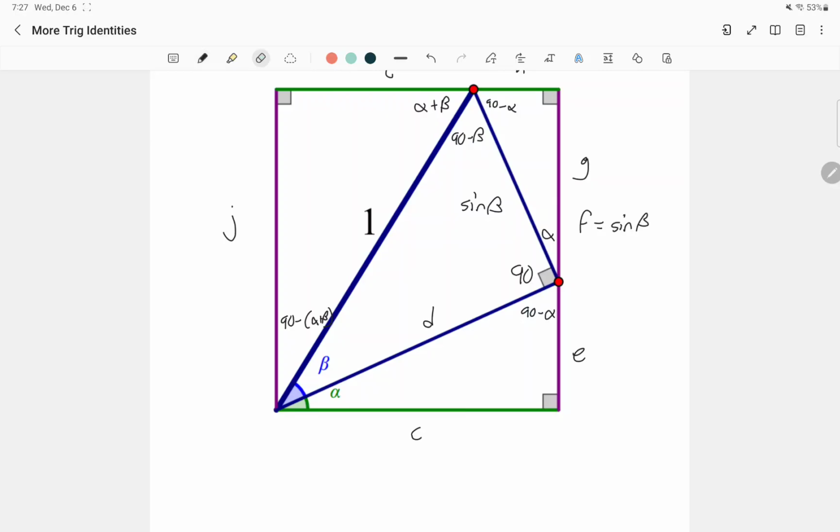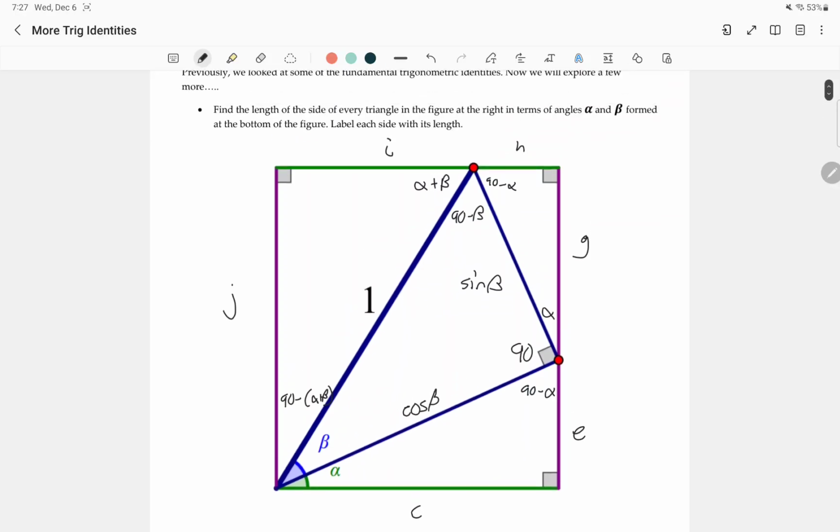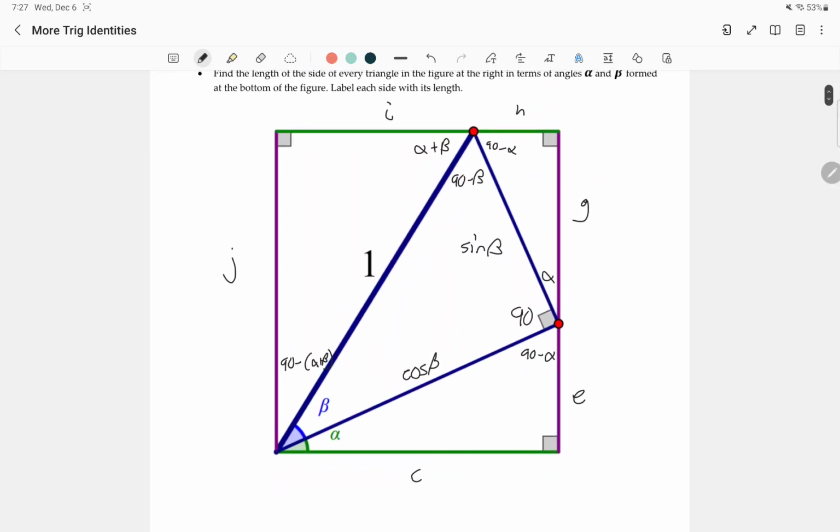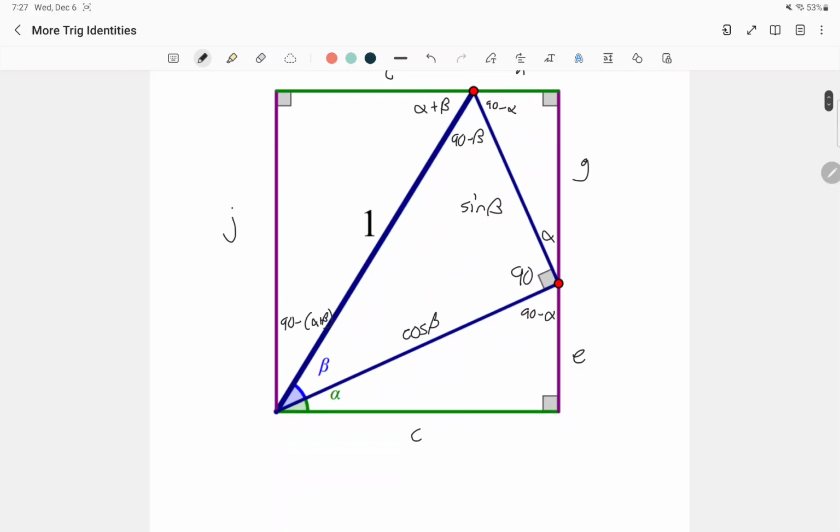And we can use the exact same logic for d. And that's always going to give us cosine of beta. And with these two, we can solve for the entire rectangle. All the sides we can find in terms of these two angles, which is great. So from here, we'll go look at E.